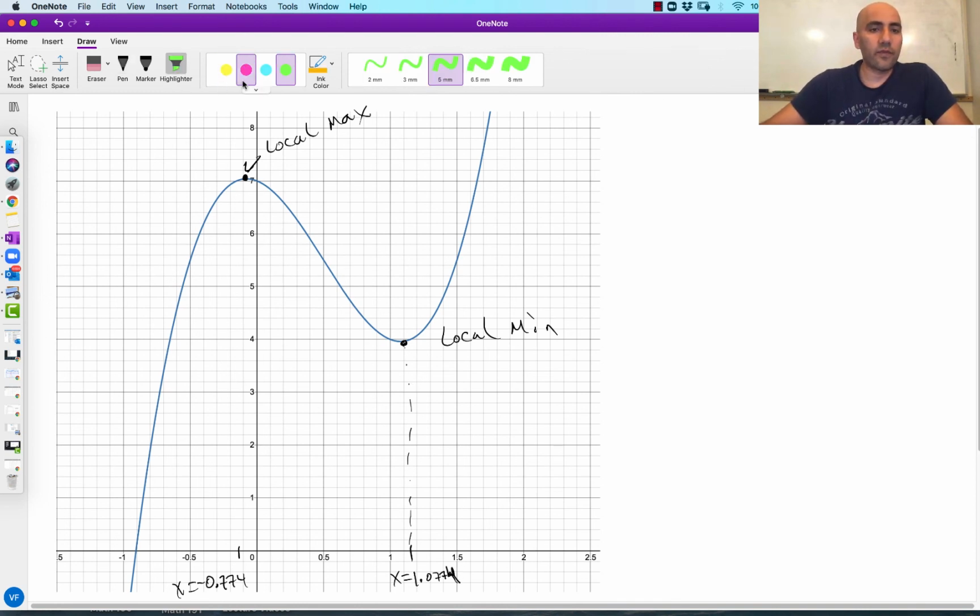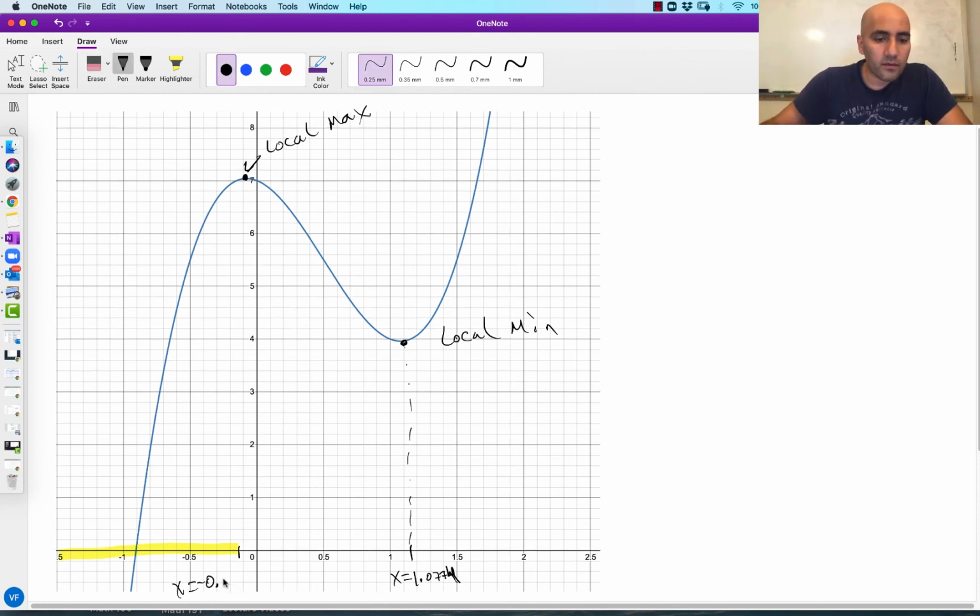And we can confirm that the function is increasing from negative infinity up to this point of negative 0.774. Oh, there's an extra 0 in here. So up to there, the function is increasing. So f of x is increasing on this part. And then the function is decreasing. f of x is decreasing from this point to this point.